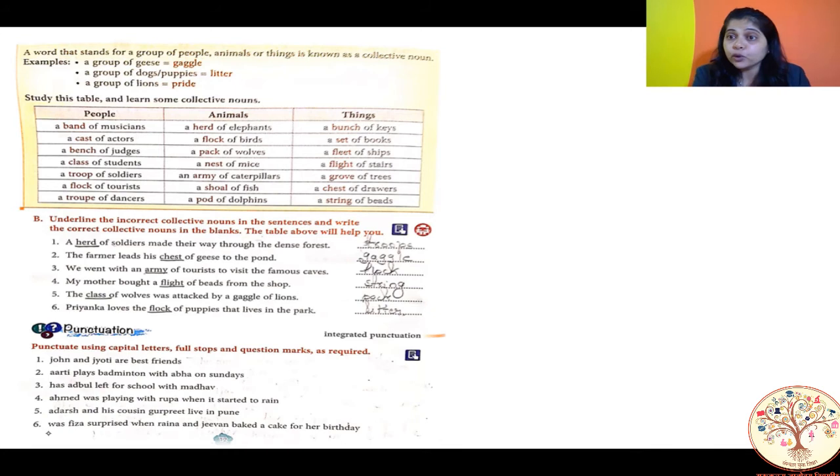What do we call a group of lions? Pack. Okay. The last one. Priyanka loves flock of puppies that lives in the park. So flock of puppies. What do we call a group of puppies? Litter. Clear? Did you understand collective nouns? Okay. Now we move ahead.